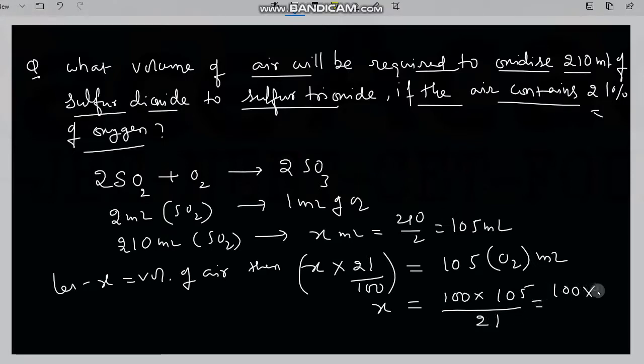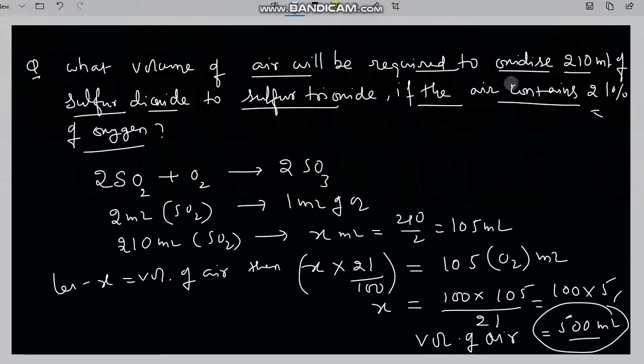So 100 into 5 equals 500 ml, which is the volume of air required to oxidize 210 ml of sulfur dioxide into sulfur trioxide. So the volume of air required is 500 ml, which is the answer for this problem.